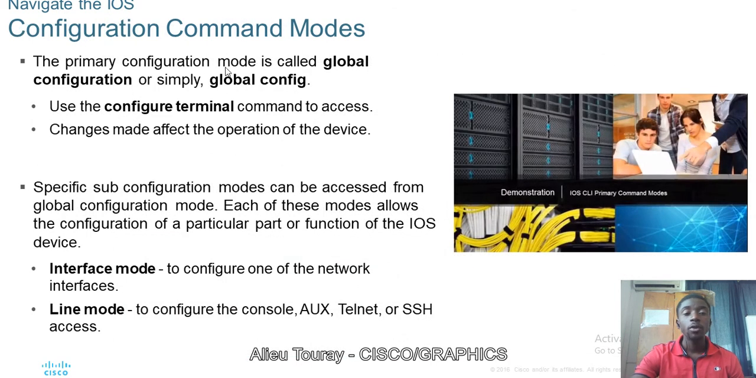The primary configuration mode is called the global configuration mode, or simply global config. At this mode, you can navigate to interface mode and line mode. All other modes come right from this branch. It's like you have a tree, and then you have one branch. From that branch you step to another branch, and from that branch you step to this branch. So this branch is open to all interfaces. The specific sub-configuration modes can be accessed from the global configuration, like the interface mode, line mode, ACL mode, DHCP mode, and router mode. They all come from global config. I'll show you this in the practice.